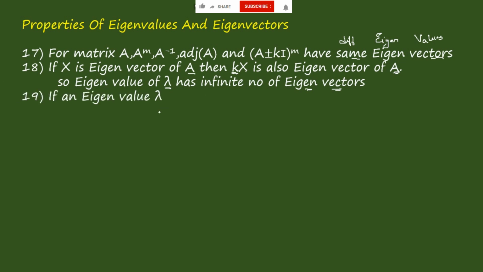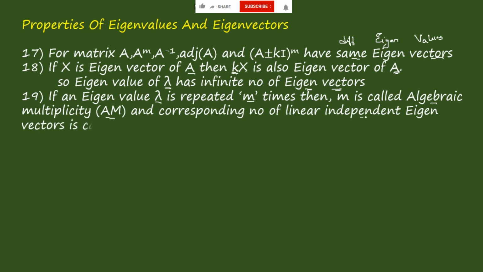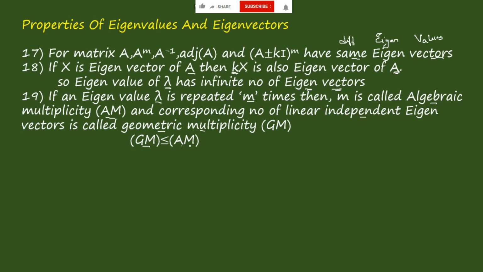If an eigenvalue lambda is repeated m times, then m is called the algebraic multiplicity, AM, and the corresponding number of linearly independent eigenvectors is called the geometric multiplicity. Okay, and it is given that GM is less than or equal to AM. This is very important. So we are talking here about the eigenvectors; it will be less than or equal to AM. AM is nothing but the number of eigenvalues. Come to the next one.